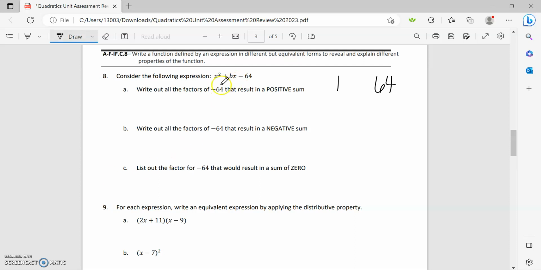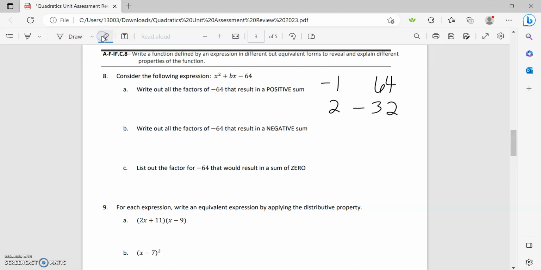But they are asking for negative 64. So factors that give me negative 64, for example, I could put negative 1 times 64. So that gives me factors of negative 64, and when I add them together, the sum of these two gives me 63, so that's positive. So another example, so I've got 2 and 32. Together, they make 64, so I need to make one of them negative. If I did make it negative 32 times 2, that gets me negative 64.